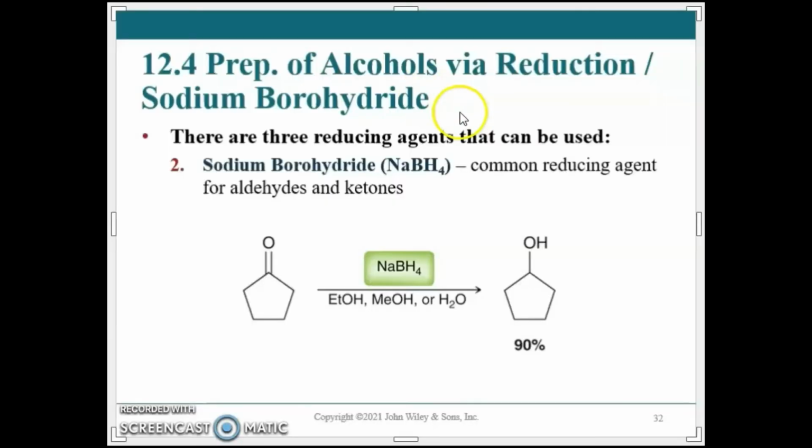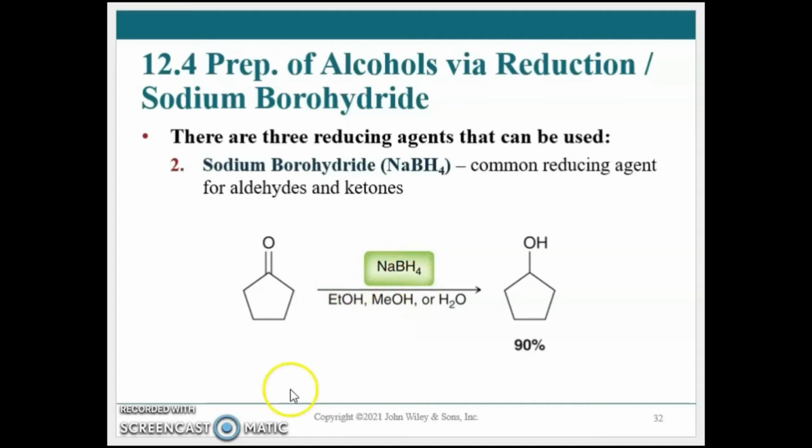So I said I was going to mention 3 methods of reducing carbonyls to alcohols. The first was catalytic hydrogenation. The second is the use of reagent sodium borohydride. It's a common reducing agent used for aldehydes and ketones. So sodium borohydride is a white crystalline solid. It's soluble in protic solvents, also low molecular weight alcohols, water. It does react with protic solvents, but relatively slowly.